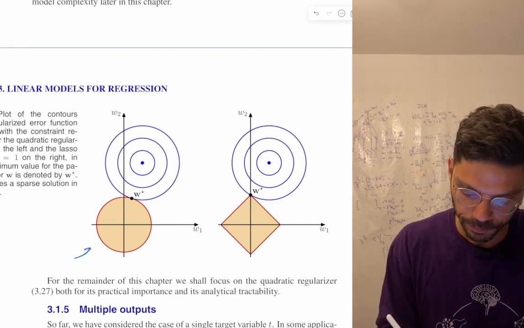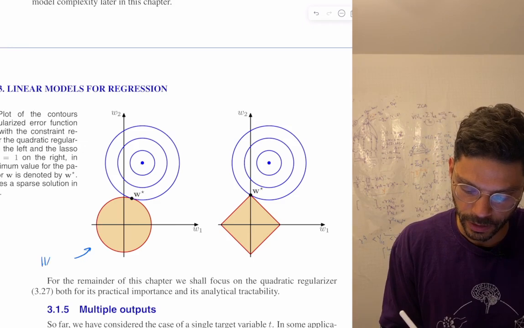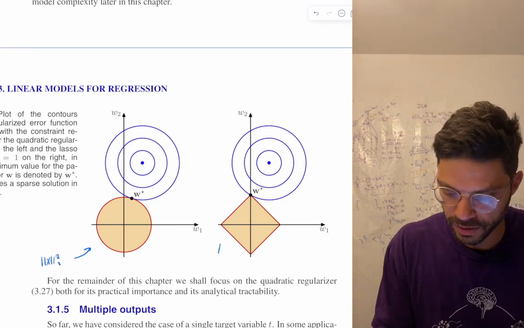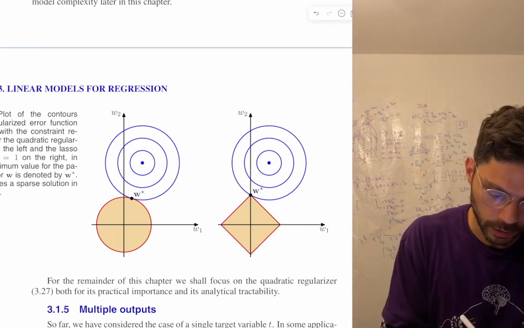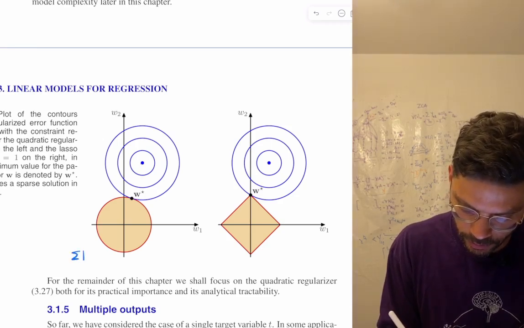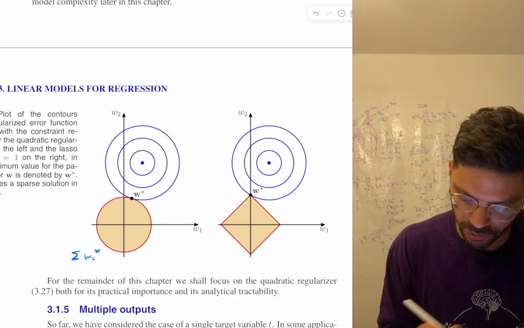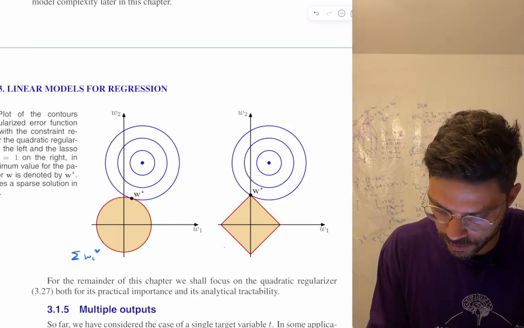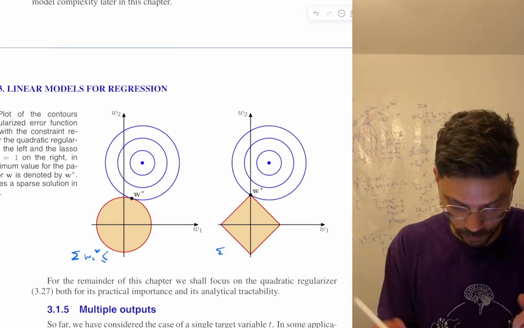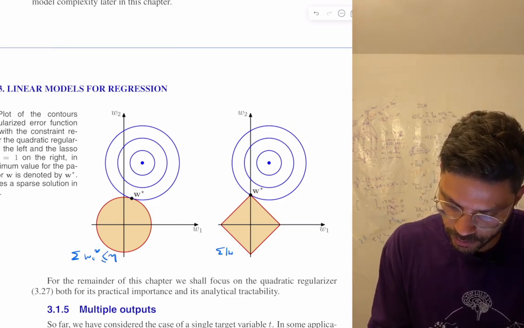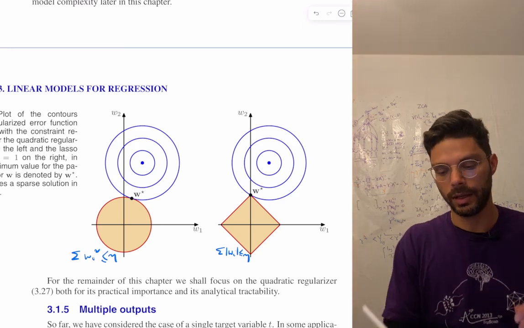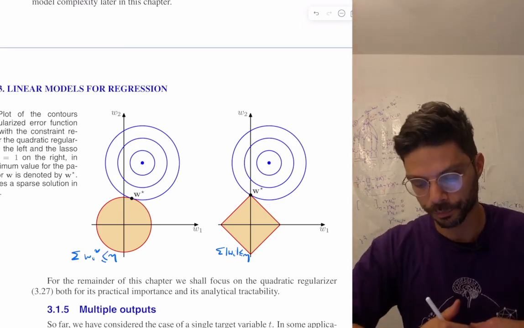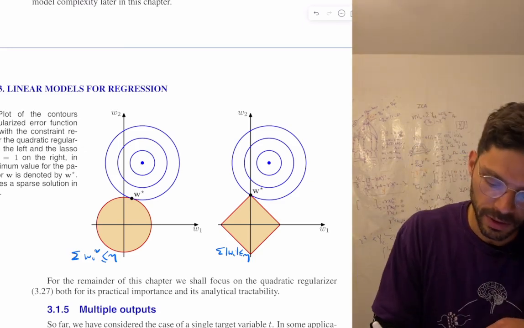This is called the L2 ball. This is the L1 ball. And actually, they shouldn't be called x's. My mistake. They should be called w's. So this is the sum over w_i squared. There are just two w's here, and this is less than or equal to eta. And this is the sum of absolute values less than or equal to eta. You can imagine as we increase and decrease eta, the ball grows larger and smaller.